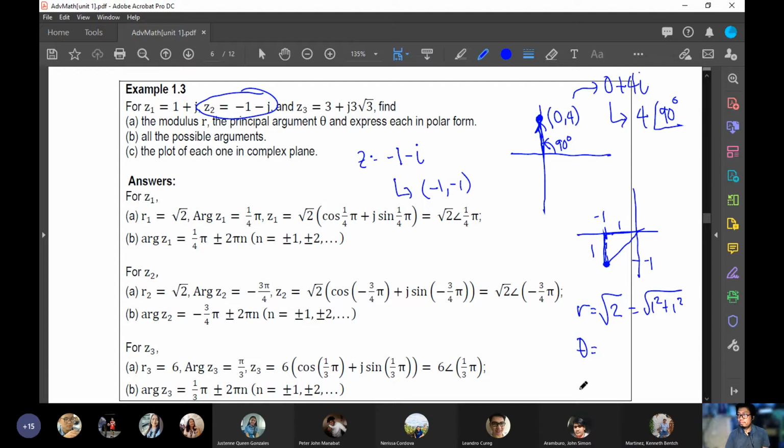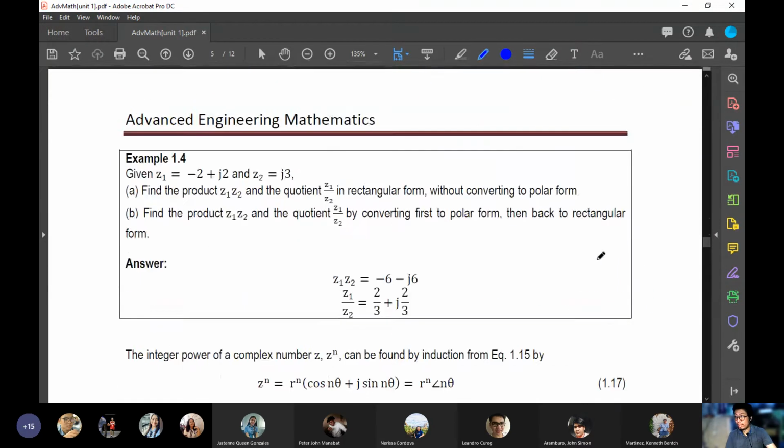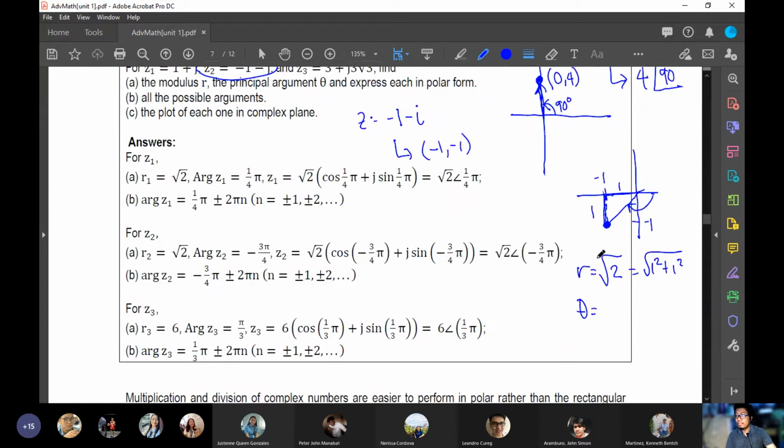Now, how about this angle? Okay. Again, since this is in the third quadrant, we measure the angle from the positive x-axis, and then clockwise, since this is on the third. Remember this? Negative, or kung nasa third quadrant siya, we measure the angle clockwise, okay, and then from here. So that our angle would be measured negative. Right? So we are trying to find this angle.